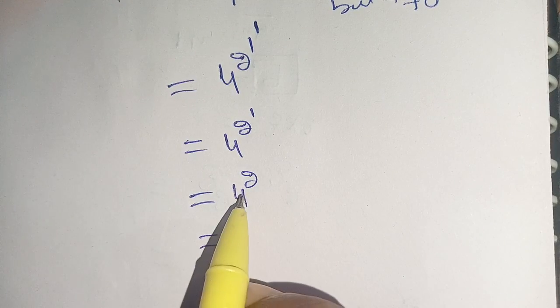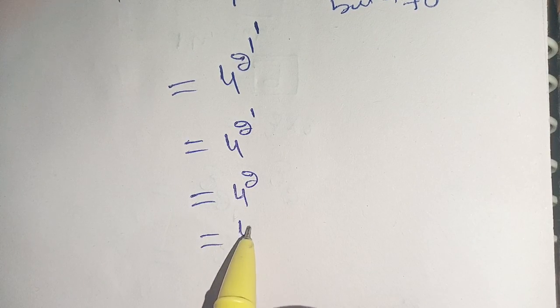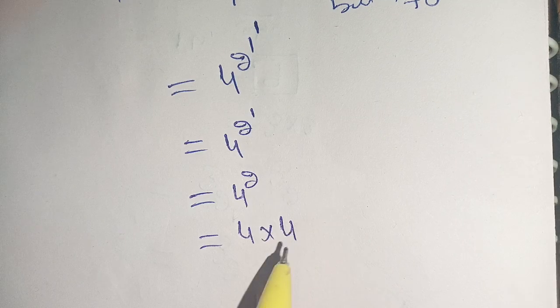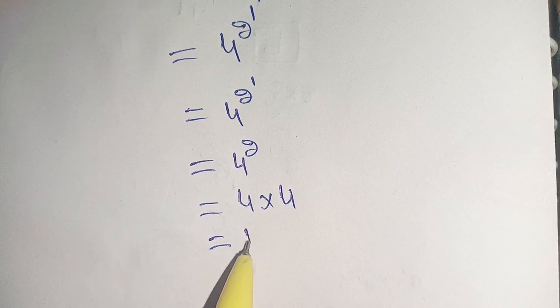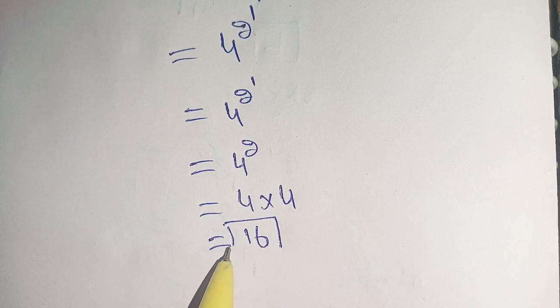Now, in the next step, 4 power 2 means that 4 times 4. Now, it is equal to 4 times 4, it becomes 16. Thus, our final result is equal to 16.